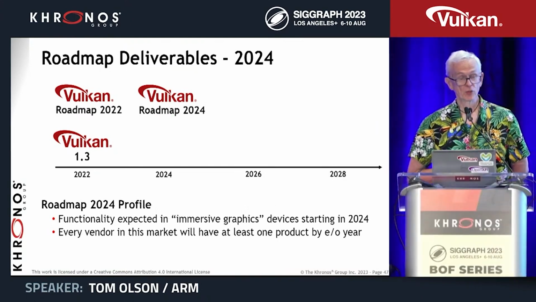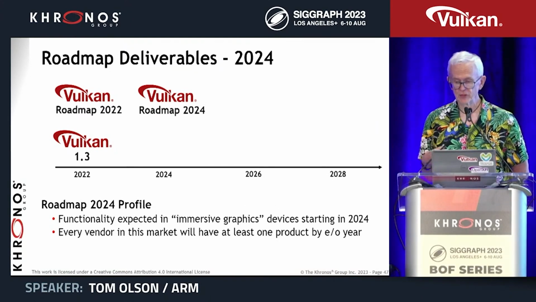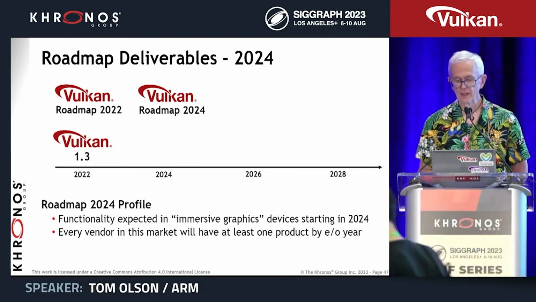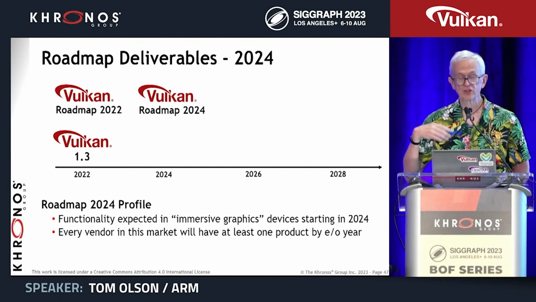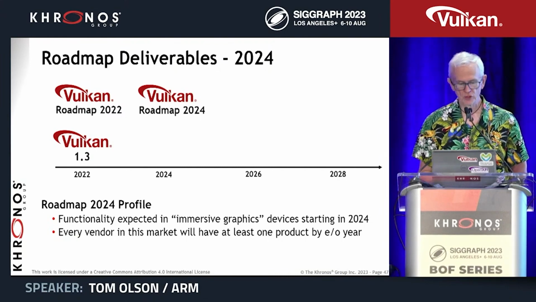At the start of 2024, we're now talking really about the future, we'll release the next roadmap node, Roadmap 24. This will again be a profile using the same criteria, making the same commitment, just moving everything forward 2 years in time.